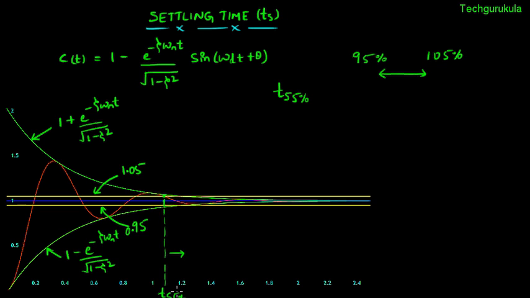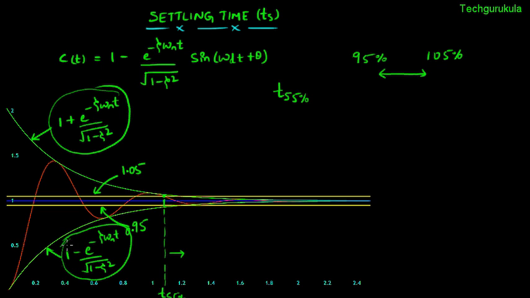But now, how do we compute a formula out of this? We need to find the value of t for the c of t to be either 1.05 or 0.95. We are not going to do this computation every time. So what we can do instead is, we have these envelope graphs that we have. The upper bound, which is 1 plus e power minus zeta omega n t by square root of 1 minus zeta square, and the lower bound that we have here represented below.